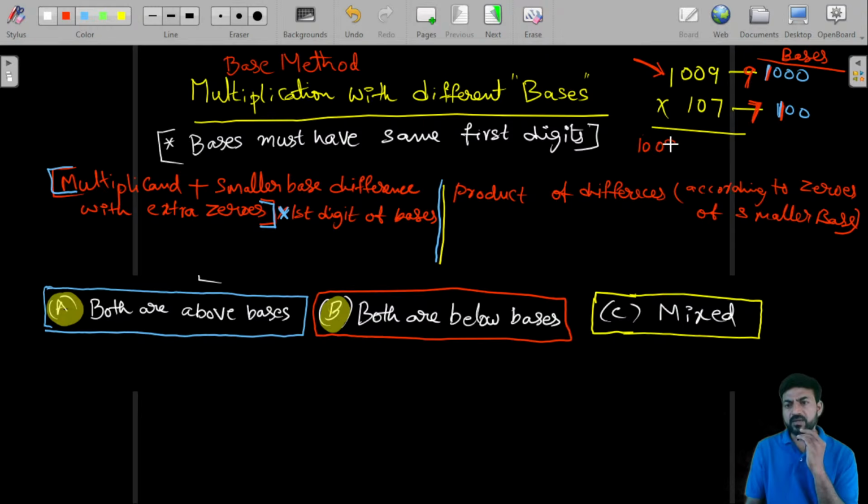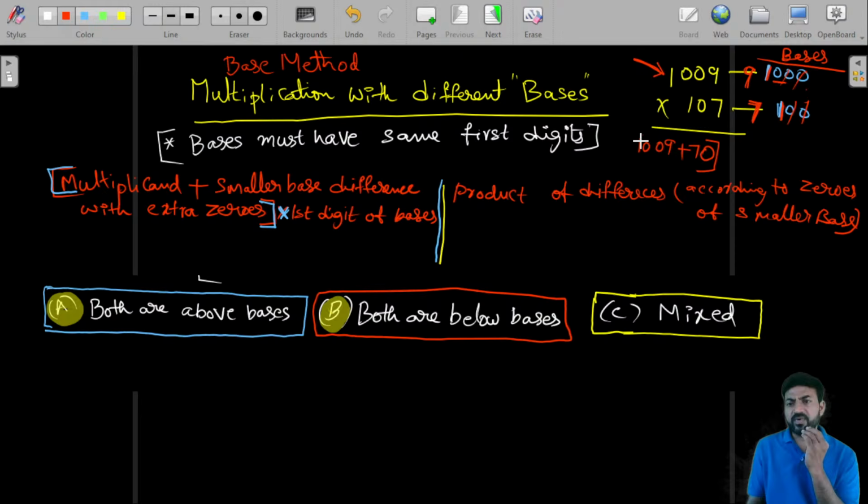Multiplicand here 1009 plus smaller base difference. Smaller base is 100 and difference is 7, plus extra zeros. Here one different concept is there. You have to add extra zeros: what is the difference between the zeros of the bases? The smaller base has two zeros, the bigger base has three zeros. One zero is the difference. That zero has to be added to the difference. So multiplicand plus smaller base difference with extra zeros, into the first digit of the base.